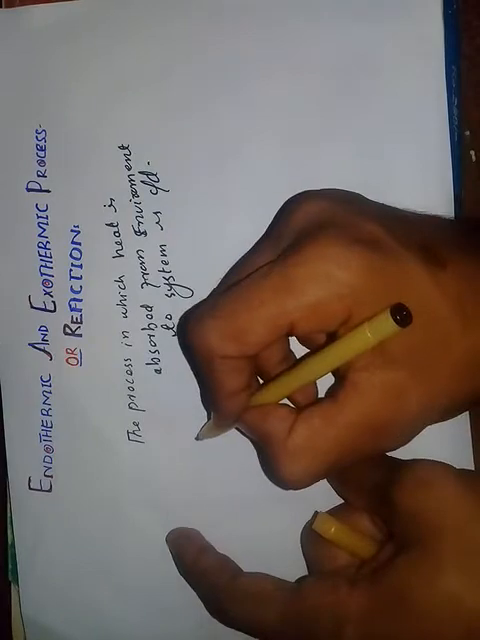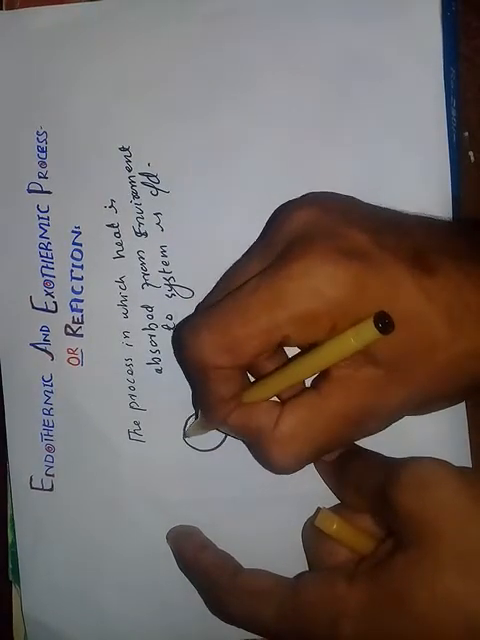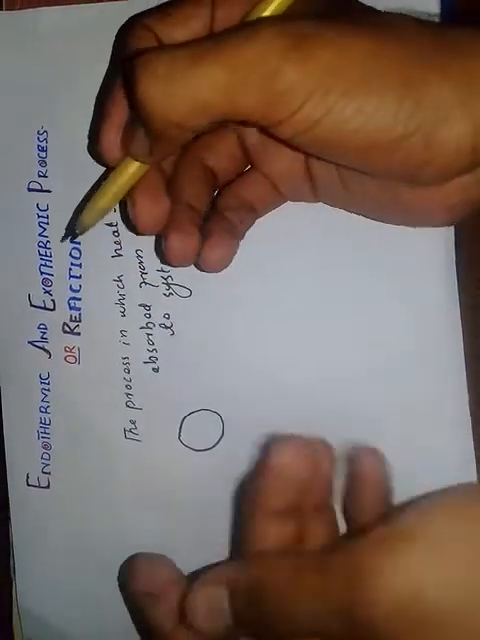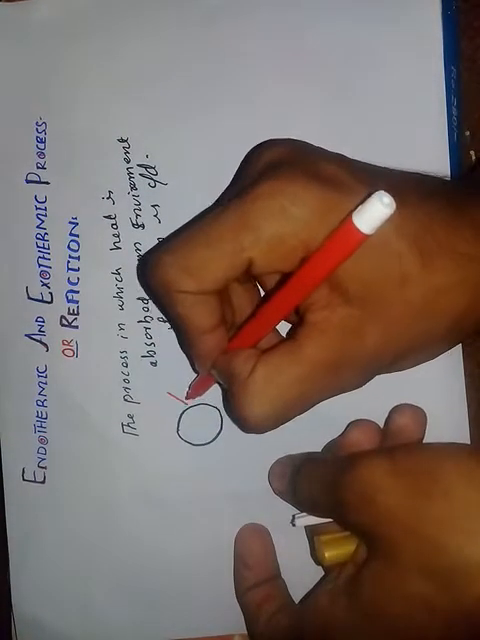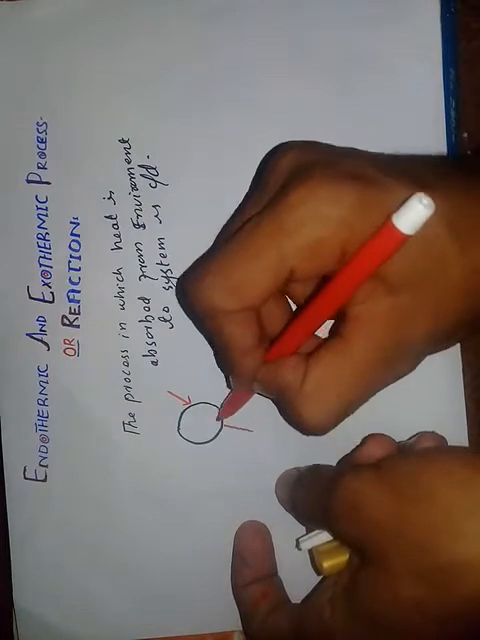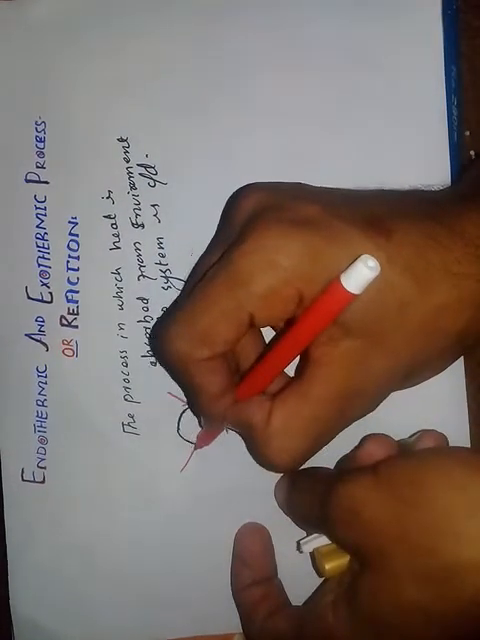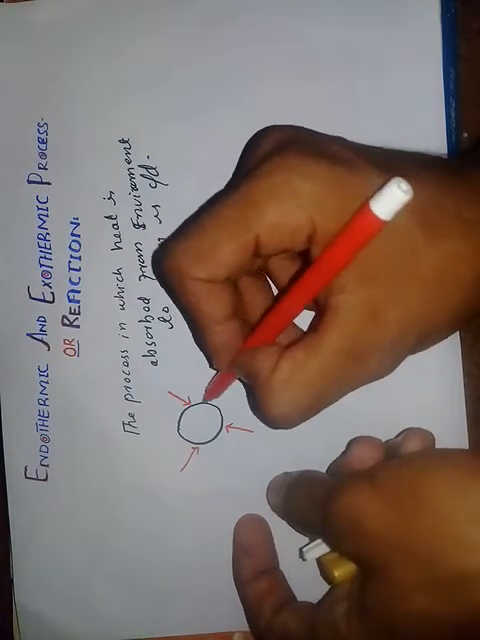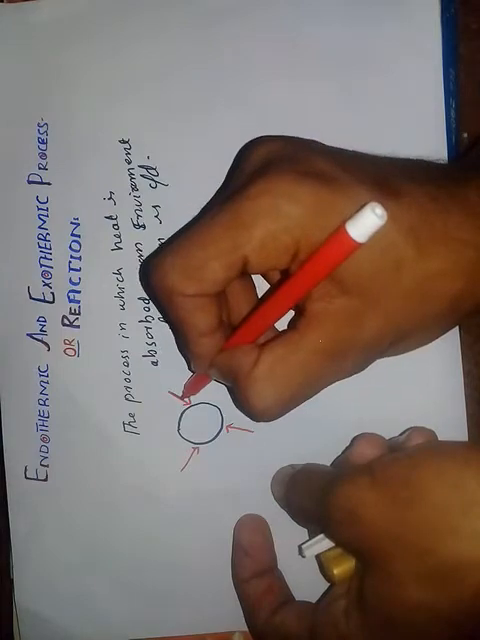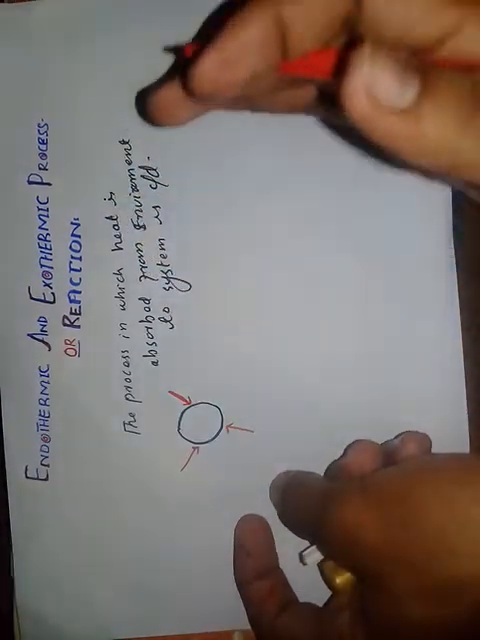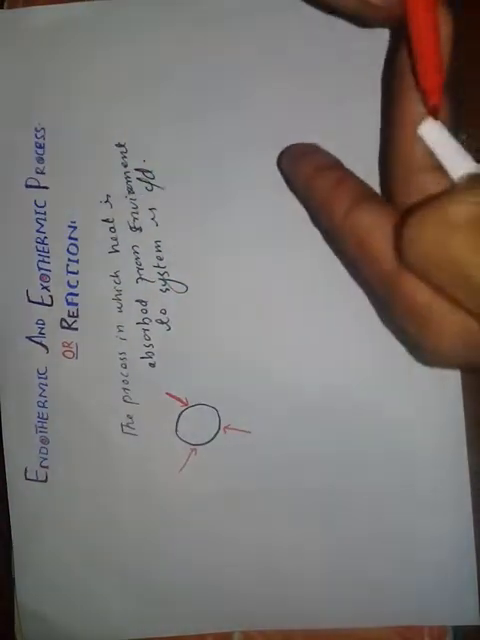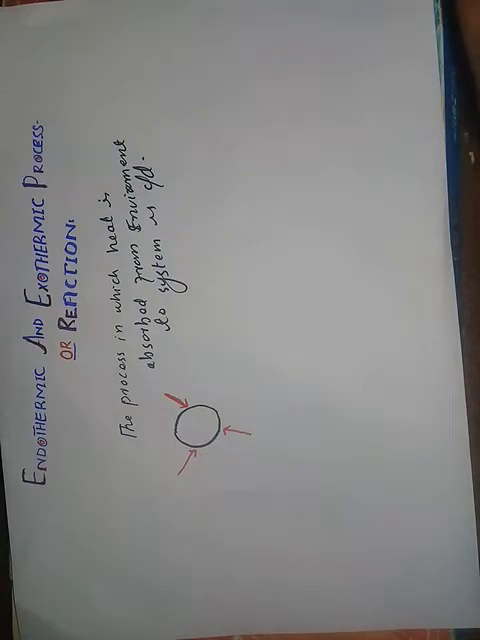I will show a little bit. Let's suppose this is my system and all this is surrounding. In an endothermic process, heat moves from the surrounding to the system. Heat is moving from the surrounding to the system. So the system temperature is now this is heat and it's moving from the surrounding to the system. Now we show some examples of endothermic process.